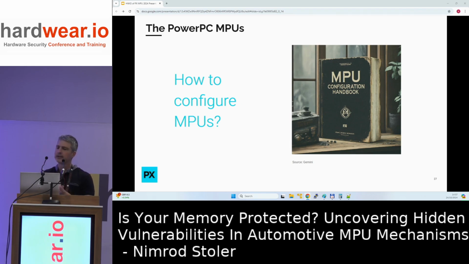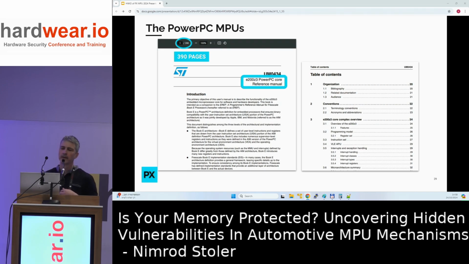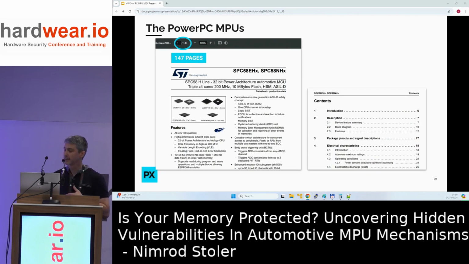We'll take, for example, the STMicroelectronics 32-bit PowerPC that is the subject of this talk. That system designer would have to do a lot of reading, and I mean a lot. The system designer would have to start with this 452 pages of the enhanced PowerPC architecture manual, continue with reading the 390 pages of this PowerPC core reference manual, not a New York Times bestseller, I assure you.